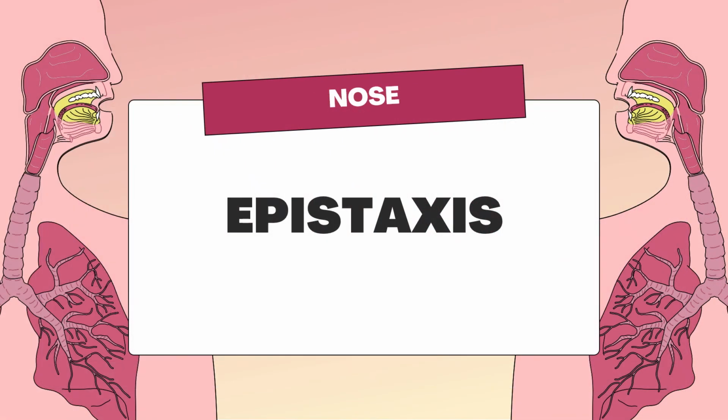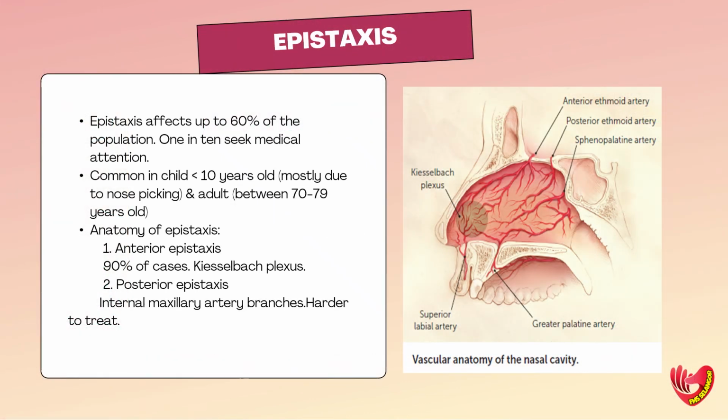Next, let us move on with epistaxis. Epistaxis affects 60% of the population, with 10% requiring medical attention. It is common in children under 10 years old, often due to nose picking, and in adults aged 70 to 79 years old. Anterior epistaxis accounts for 90% of cases and involves the Kiesselbach plexus. Posterior epistaxis, which involves branches of the internal maxillary artery, is less common but more difficult to treat.